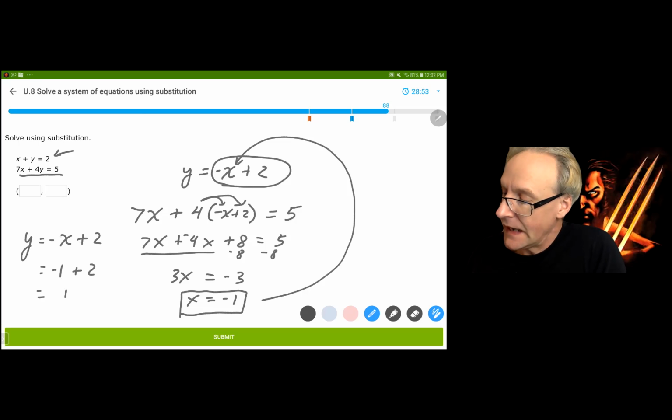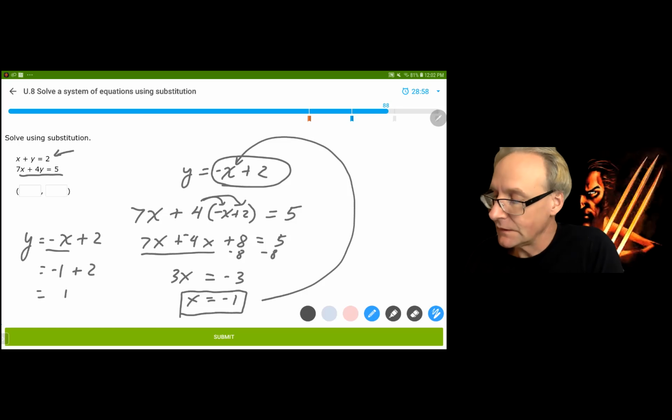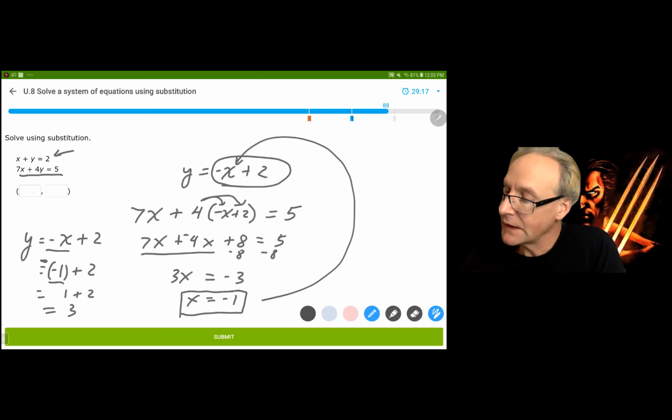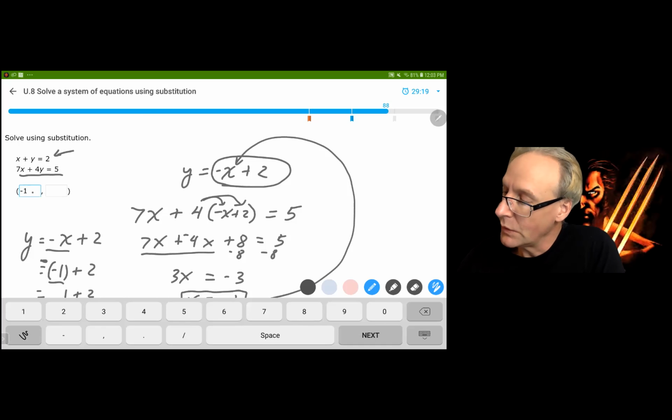Do you see that I have a negative in front of this x right here? Well, that says literally the opposite of x. Well, that's not the opposite of x right here. This is x. So be careful. This is incorrect. Now it's correct. And we have 1 plus 2, which is 3. Very easy to make a mistake. So x is negative 1 and y is 3.